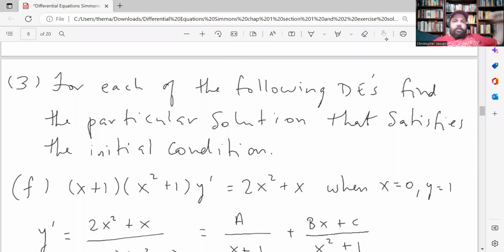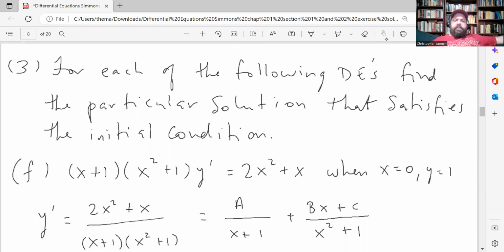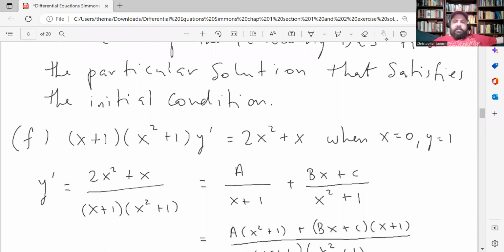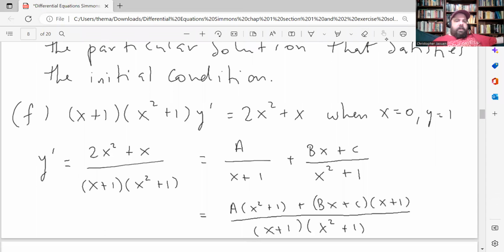Yep. Okay. Question number 3. I think I did one part, which was letter F. For each of the following differential equations, there were multiple parts to this. I only did one part though. For each of the following differential equations, find the particular solution that satisfies the initial conditions. And I think I chose this one because it's a partial fraction decomposition problem.